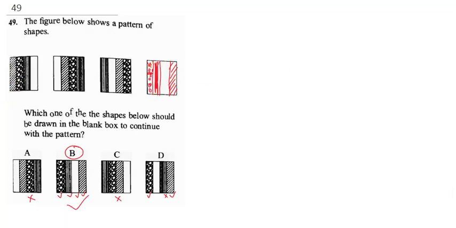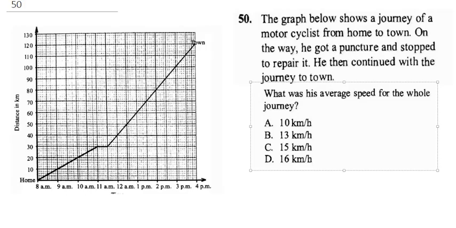So for the last but not the least, this question says the graph below shows a journey of a motorcycle from home to town. On the way, he got a puncture and stopped to repair it. He then continued with the journey to town. What was his average speed for the whole journey? Now, all you need to know is average speed is total distance over total time.